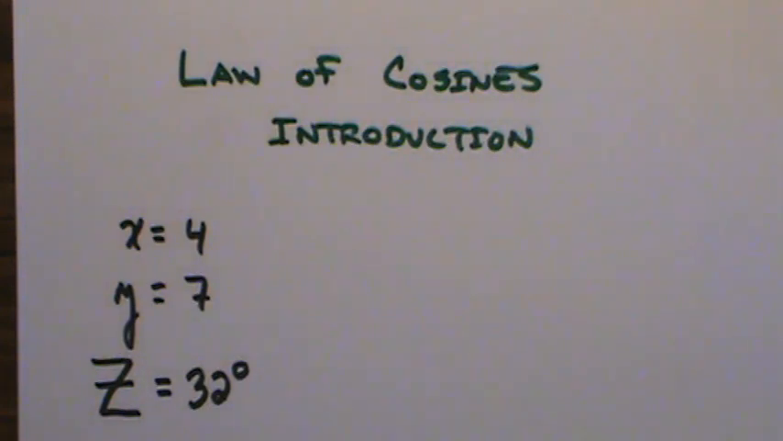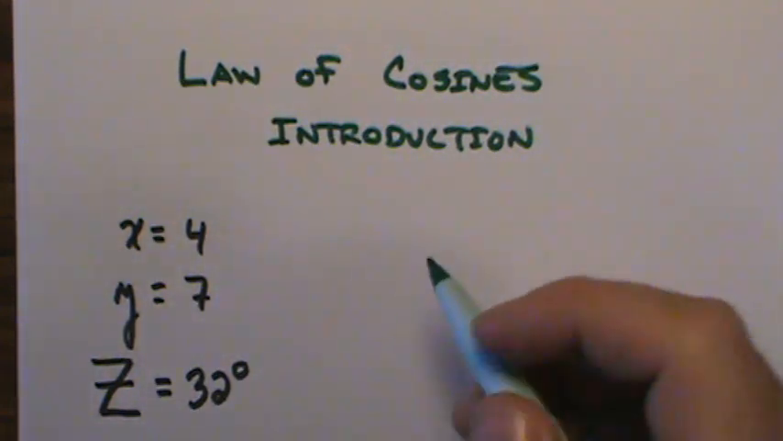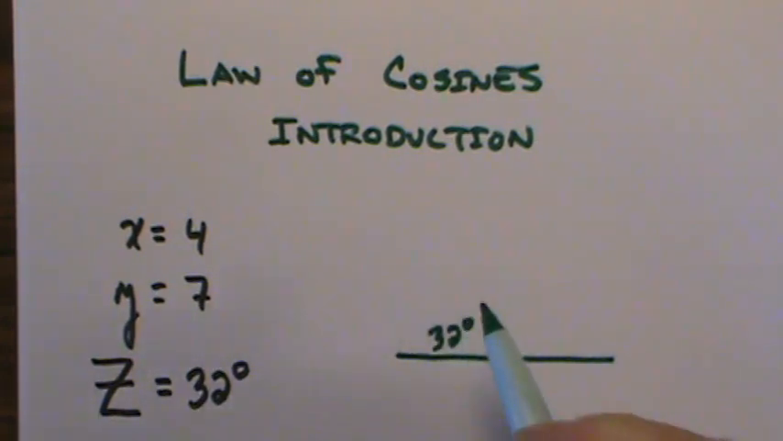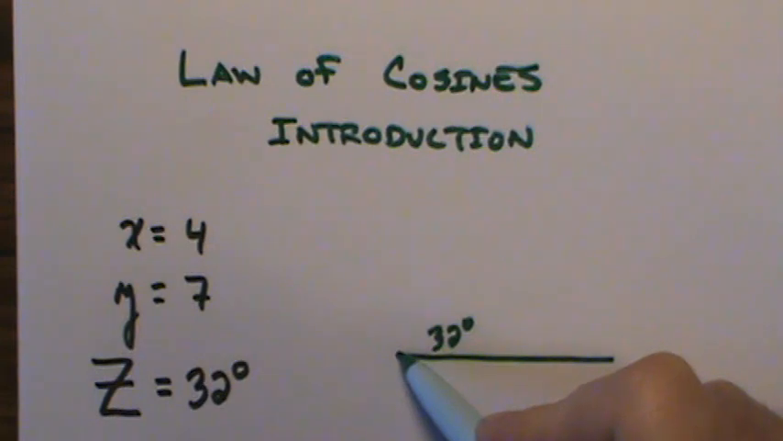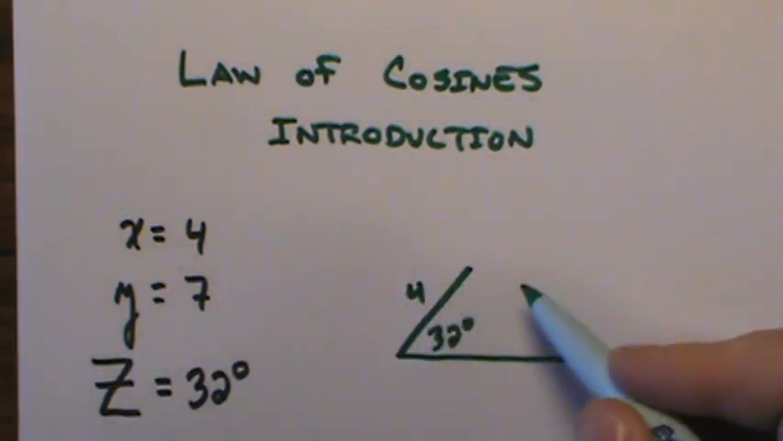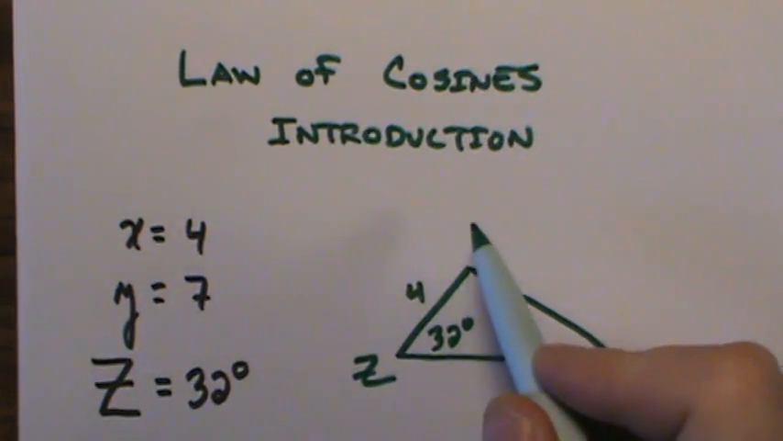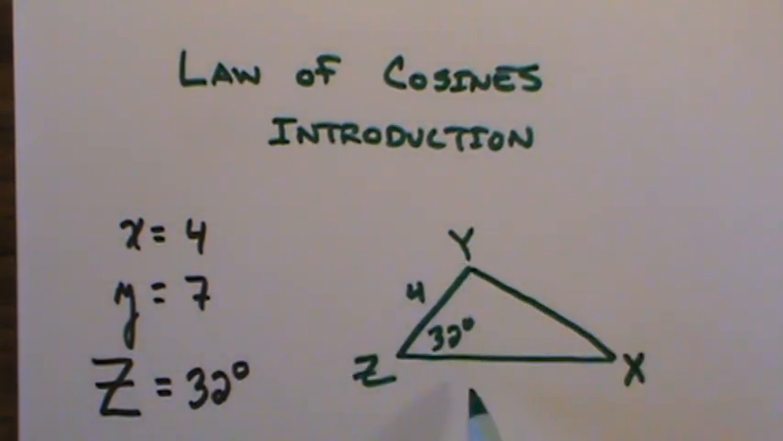And so I can draw a little picture of what's going on. I've got this angle that's 32 degrees. I've got a length that is 4. And I've got a length that is 7. Now that length that is 7 would have to be over here, because if I call this big angle X, big angle Z, this would be big angle Y. Angle Y would have to open up to side Y. So this would be 7 here. So it's kind of a side angle side scenario.